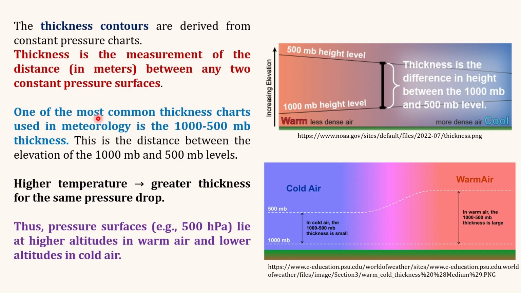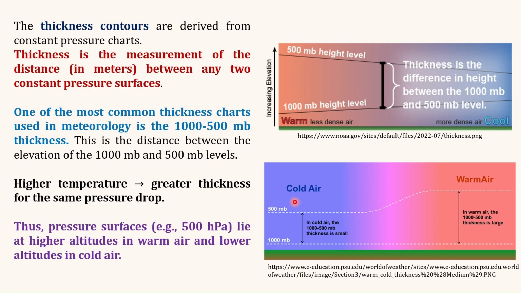One of the most common thickness charts used in meteorology is the 1000 minus 500 millibar thickness. Here we can see near the Earth's surface we have the 1000 millibar constant pressure level, and up in the atmosphere we have the 500 millibar height level, and the difference between these two is the thickness, that is the difference in height between the 1000 millibar and 500 millibar levels. Thickness between two constant pressure levels varies with the temperature of the atmosphere.